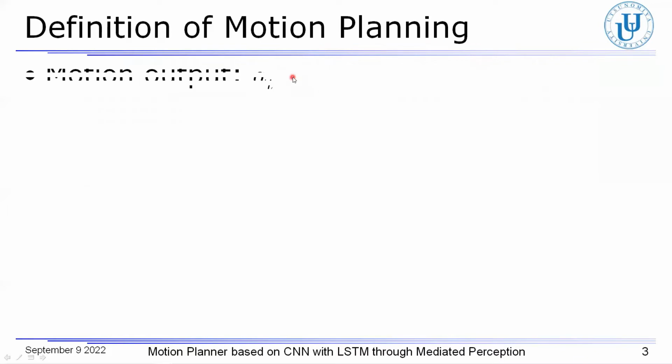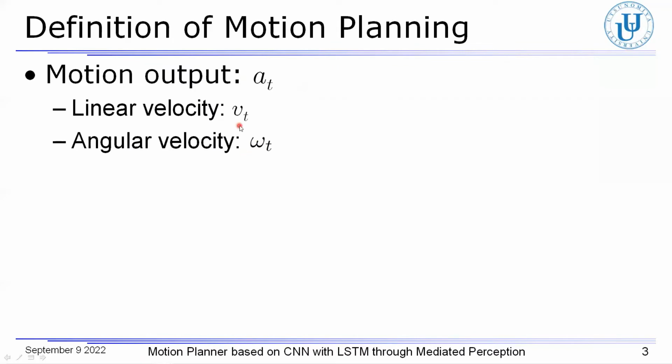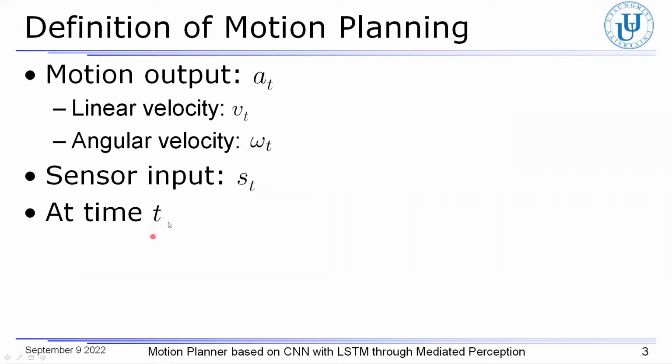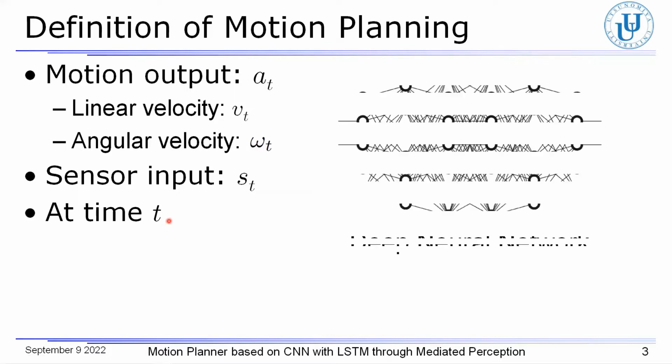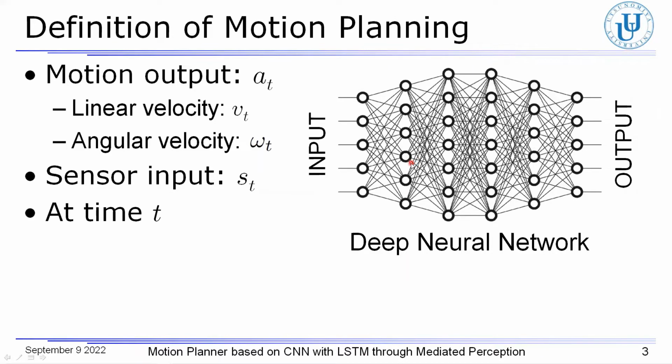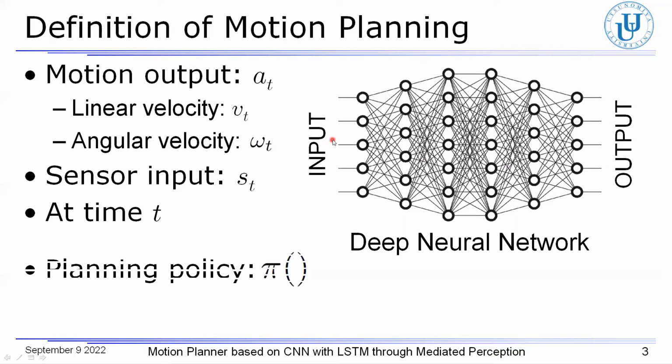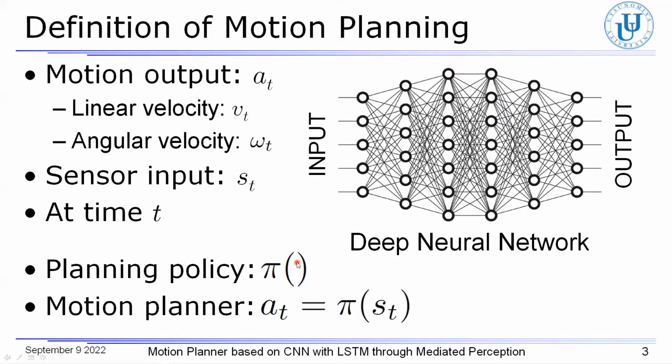Motion planning is to determine a motion output a_t, which is composed of the linear velocity and angular velocity v_t and omega_t, for sensor input s_t at time t. In recent years, motion planners based on deep neural networks have been proposed. These deep neural networks are used to determine a motion output for the sensor input. In other words, a deep neural network plays the role of planning policy pi. So the motion planning is represented as shown in this equation.